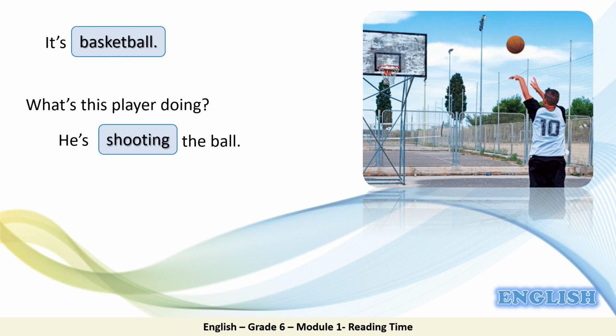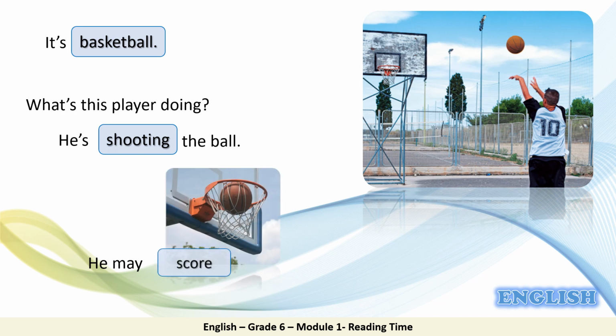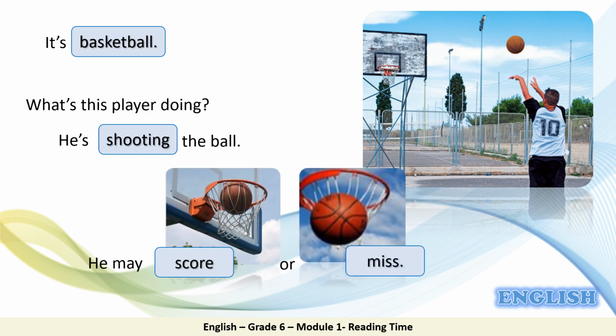Now it's time for the third and last question. What will happen when somebody shoots the ball? He may score a point or miss. So when somebody shoots a ball, he may score a point or miss.